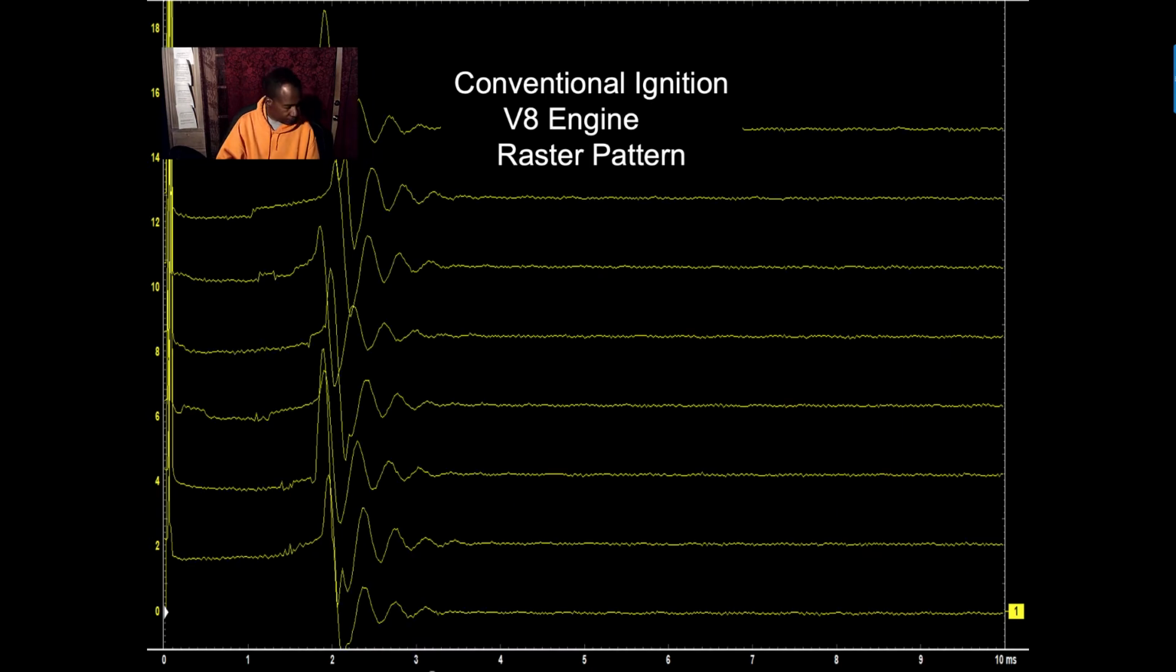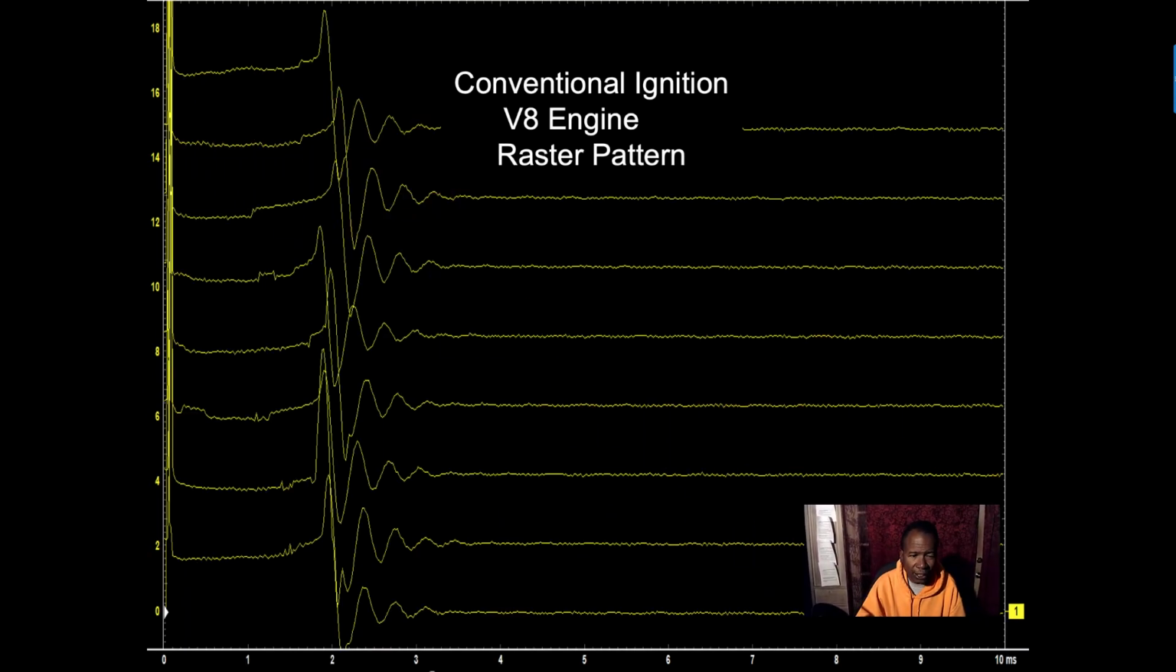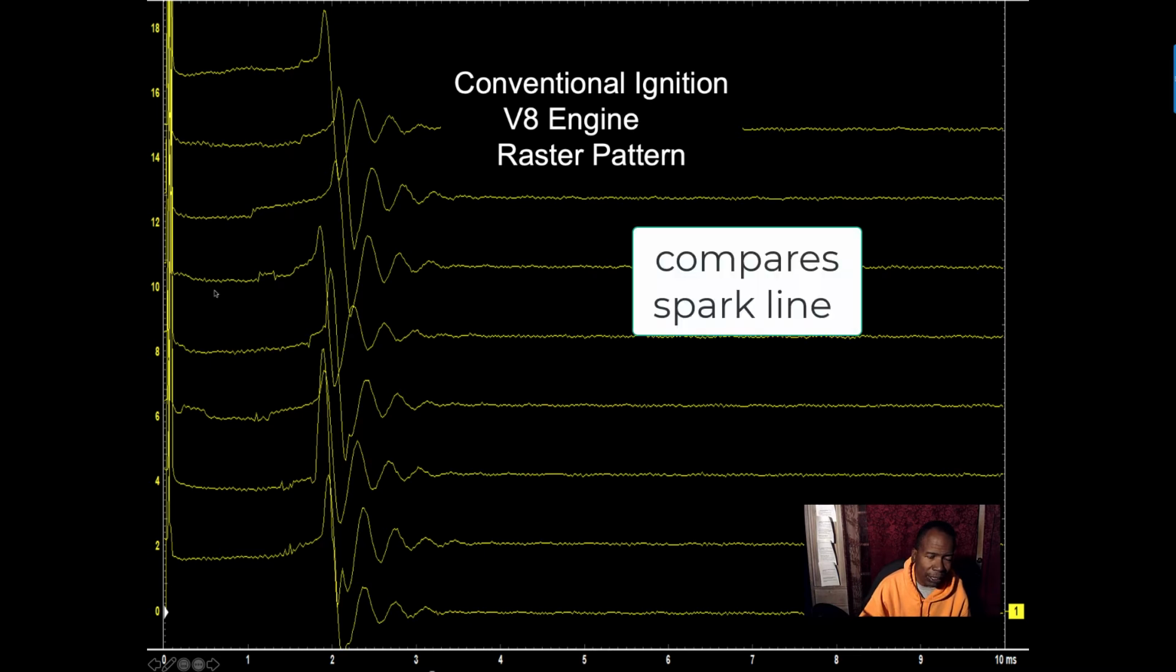Also, I forgot to say, this is called the display pattern or parade pattern. That's the name of this. This one's called the raster or stack pattern, when they stack on top of each other. Now on this one, it's a good way to look at the spark line. You can see right now it's hard to see the fire line because they're all stacked over here. But it's a very good way to see the spark line for any abnormalities.